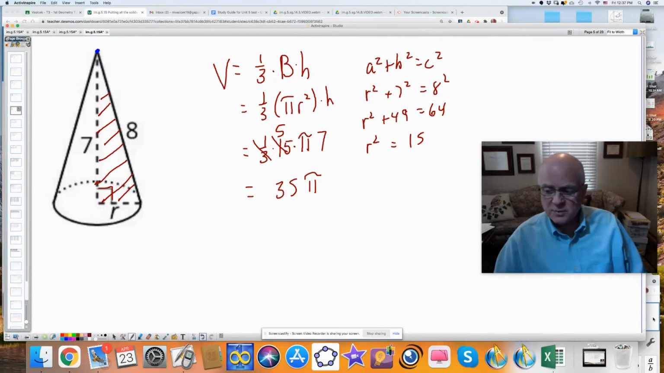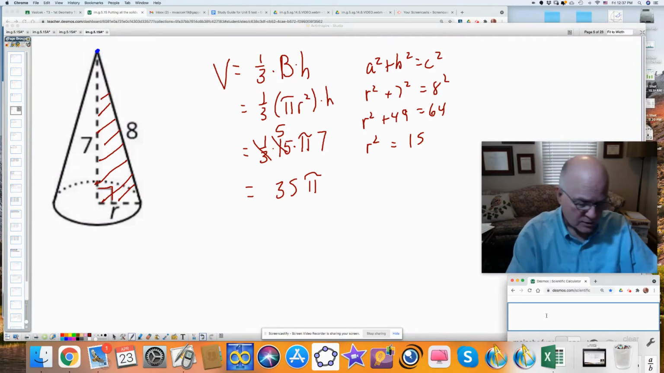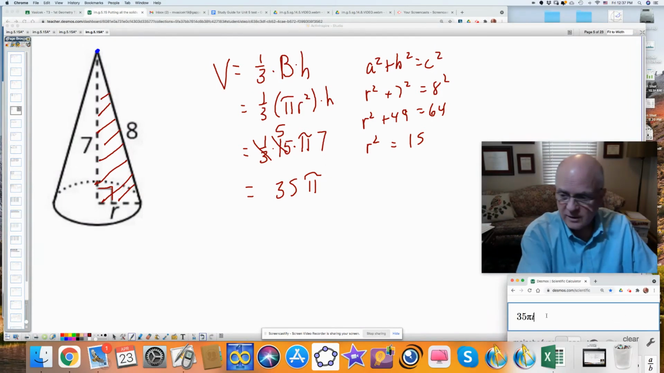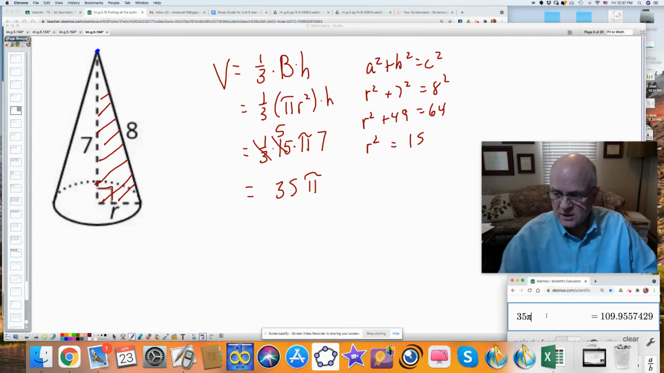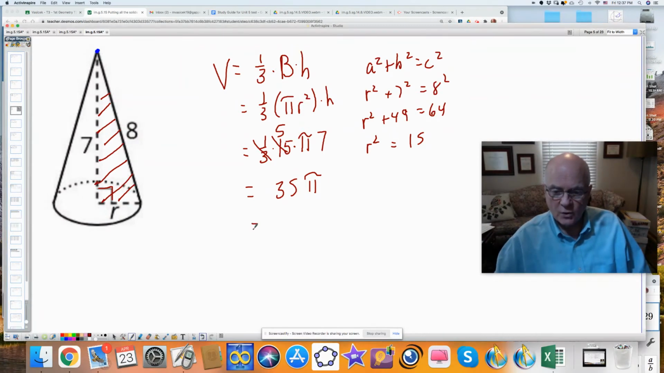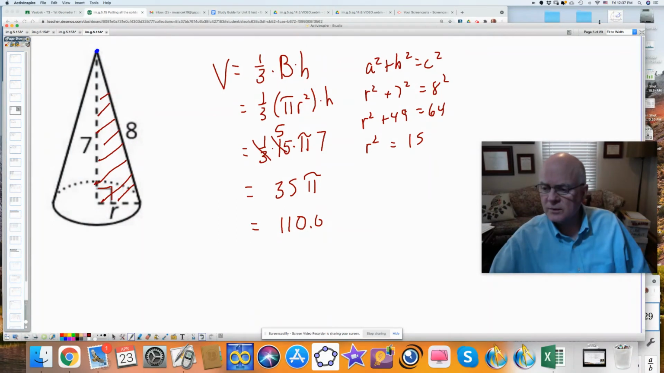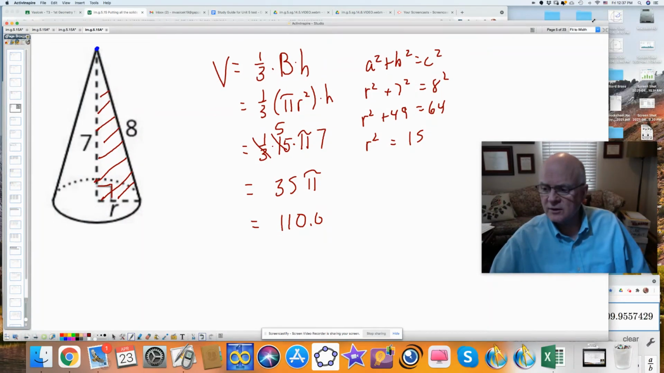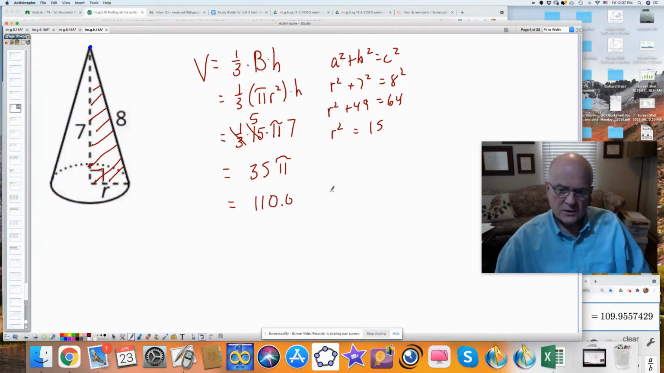Now, let's plug this into the calculator to see what we get. 35 pi, as an approximation, is 110.0 when I do this. Do this over so we can see the calculator. When I do this, it's rounded to the nearest unit. So this will be units cubed.